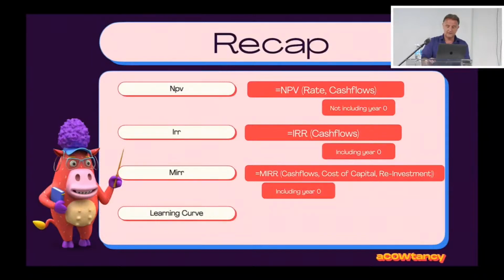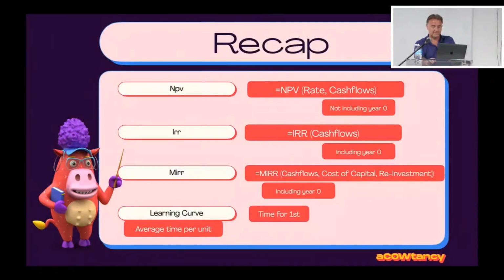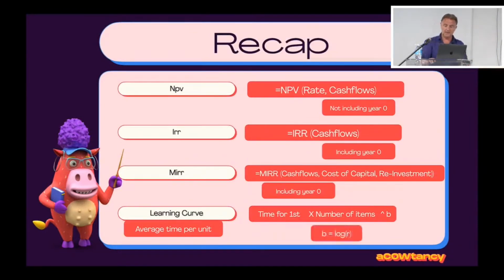Learning curve. I'm not sure what it's going to come up with here. I'm guessing it's going to come up with how do you work out B. Log in brackets R divided by log in brackets 2. Time for the first one, times by the number of items to the power of B. And then B we know.